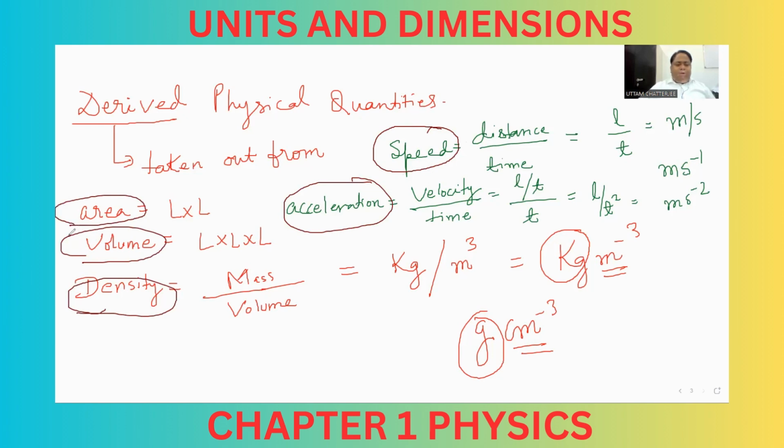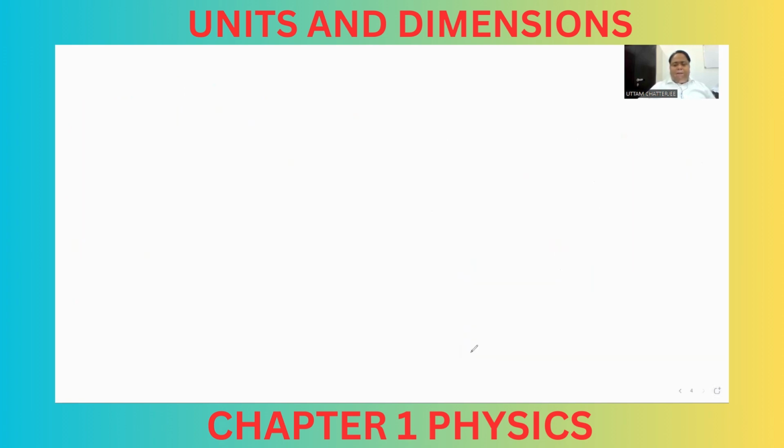Sometimes there can be two physical quantities which may sound different, but they might be made up of the same fundamental physical quantities. So the dimension of physical quantities is depicted by a few letters, like mass is denoted by M, length is denoted by L, and time is denoted by T.